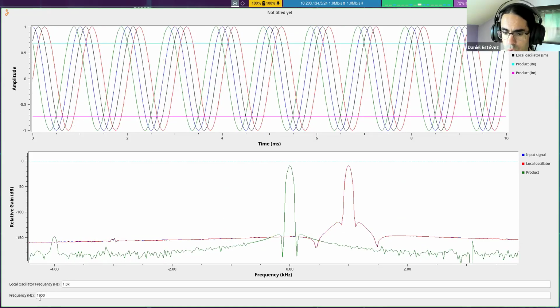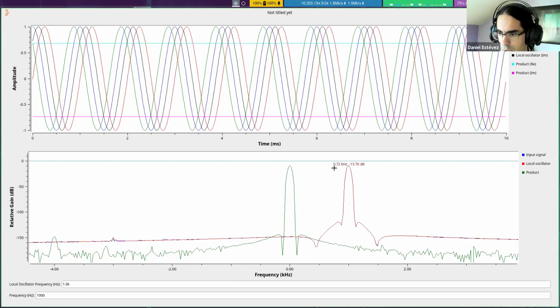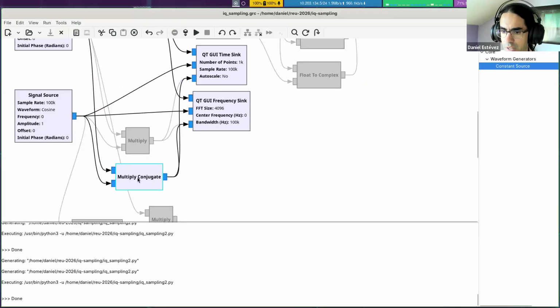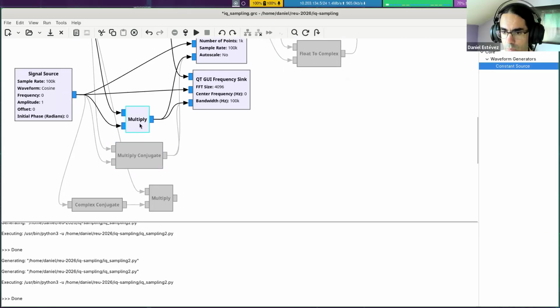It's like I want to tune to 1000, I just put 1000 here. And then things are on top of each other. So basically the blue and the red are in the same place. And now the green is at zero. So just the remark that you will often see this multiply conjugate operation because it actually computes the difference of frequencies. This one computes the sum of frequencies.